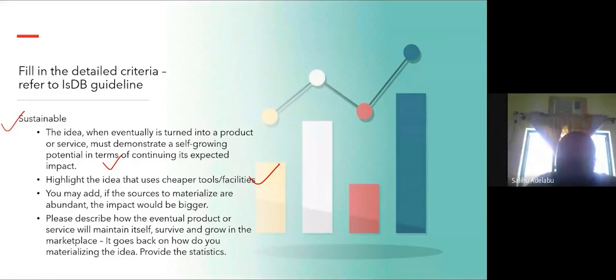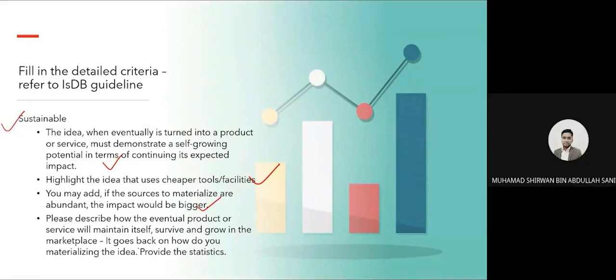Okay, and then I also recommend to you, it's good if you can describe how the eventual product or service will maintain itself, survive and grow in the marketplace. Okay. My suggestion, if you can provide a statistic and cite that statistic in your proposal, that will be meaningful and will help the evaluator to capture the gist of your idea.